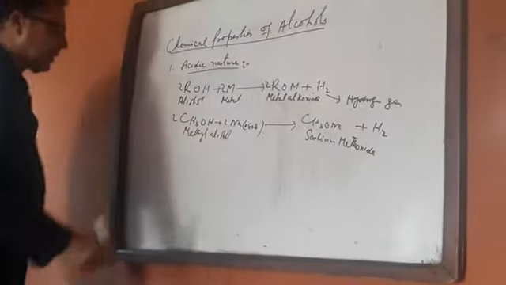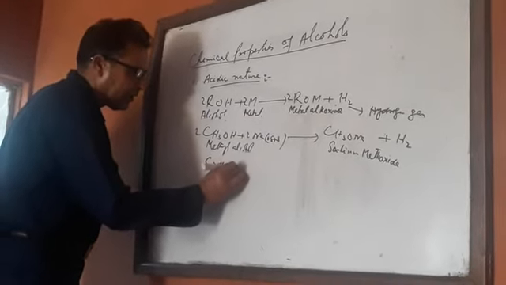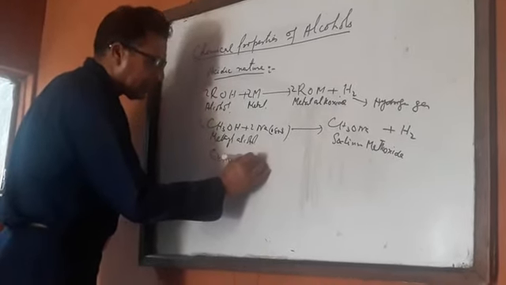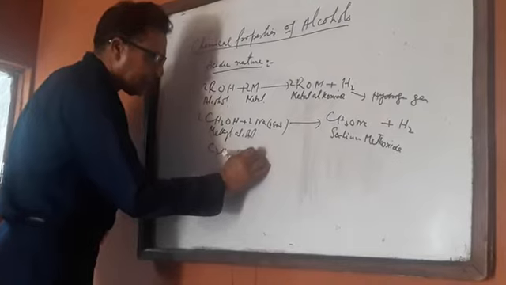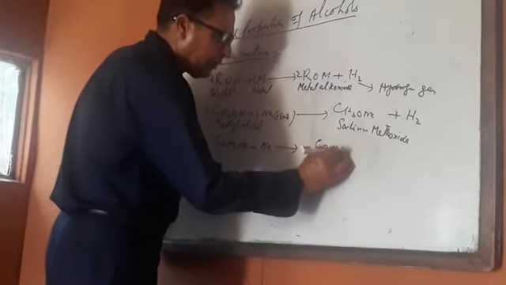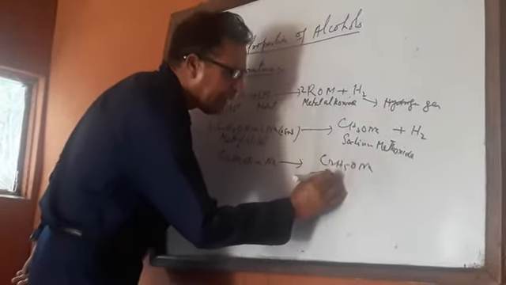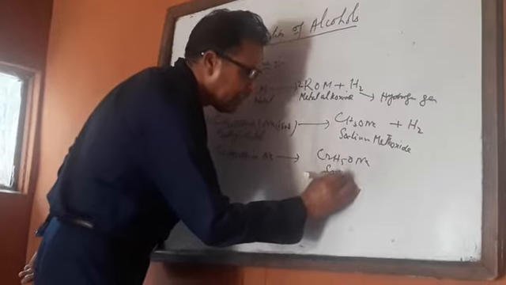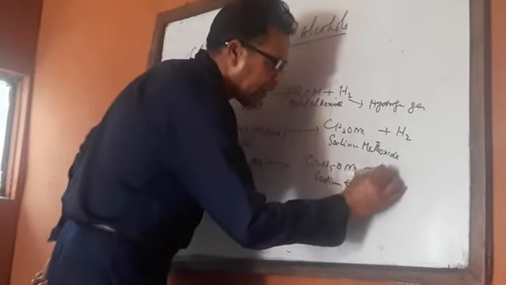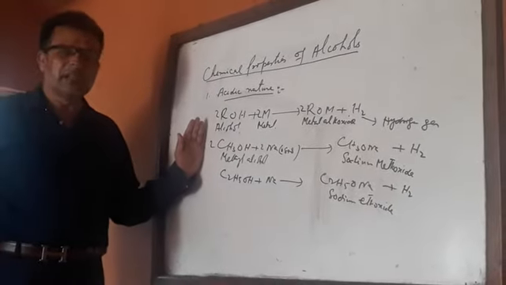Similarly, C2H5OH. This is called ethyl alcohol. Plus, let us take sodium. It gives C2H5ONa. We will write this as sodium ethoxide. Sodium ethoxide plus hydrogen. So this is the acidic nature of alcohol.